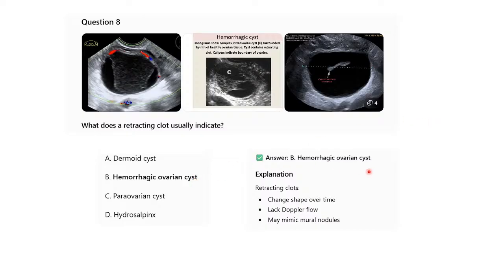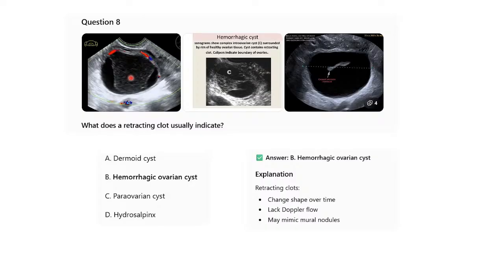Explanation: You are doing a sonar in your department, then you see this. What is that? Retraction clots change shape over time, have no Doppler flow, and may mimic mural nodules. So you must be very careful when you see this type of configuration. You might also mistake this for malignant transformation.